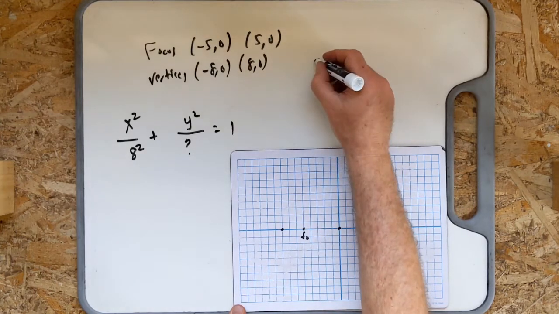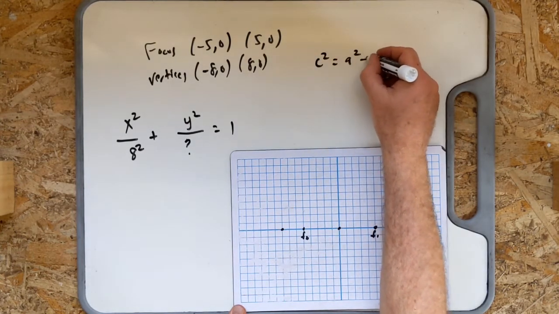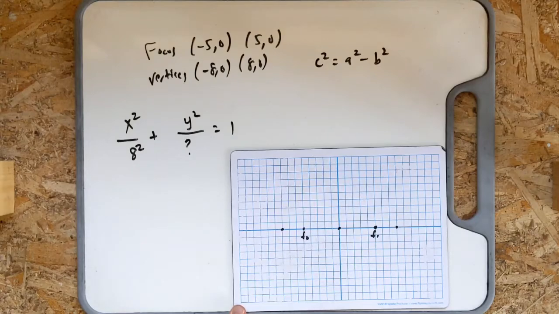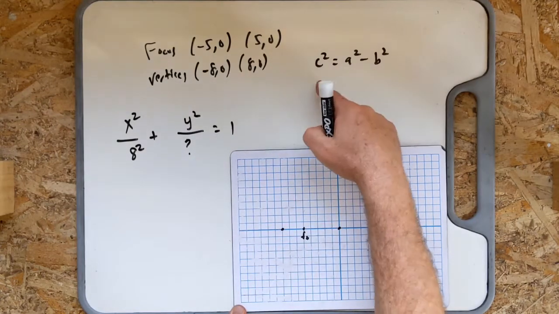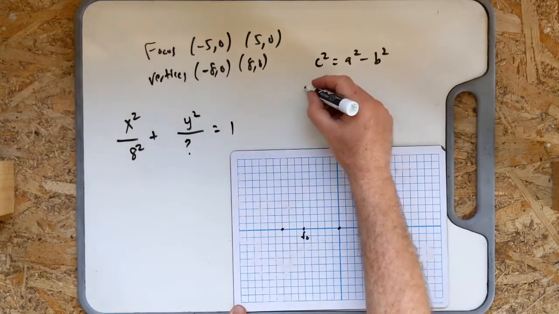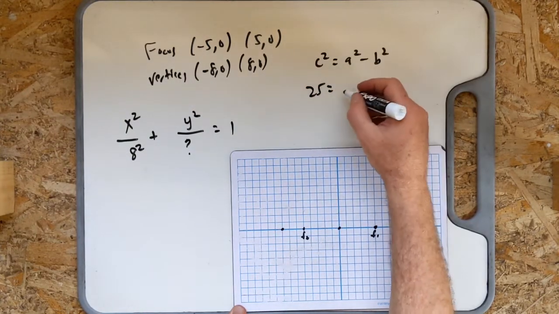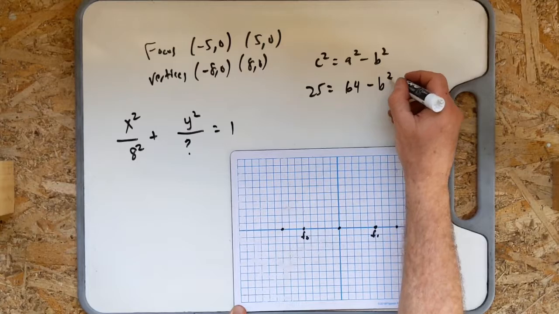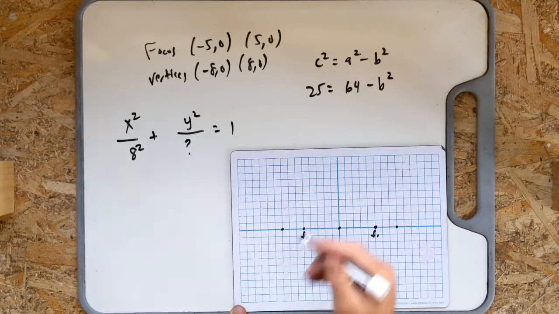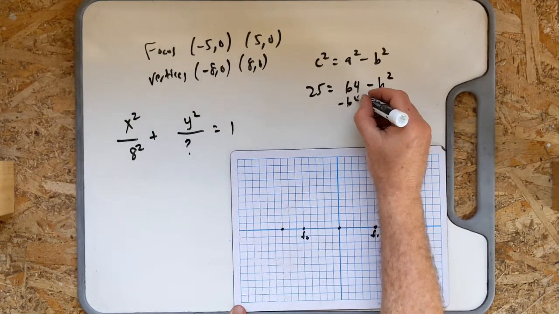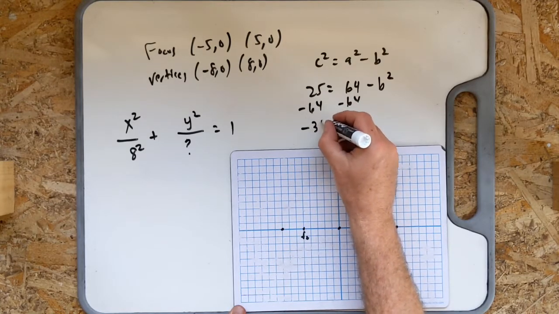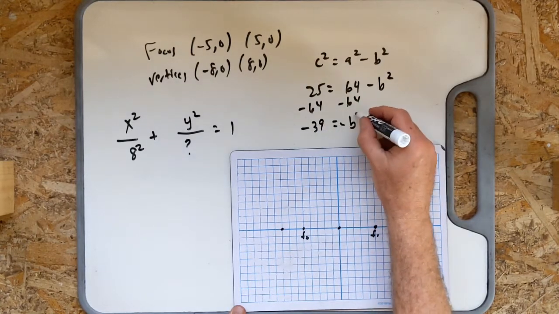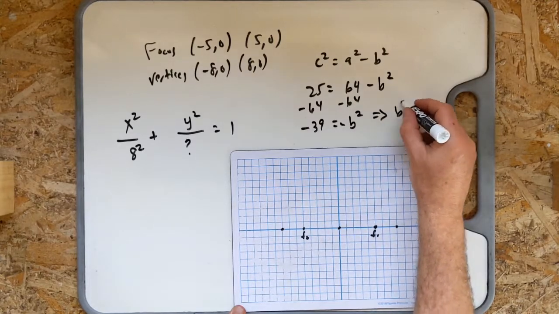So I use my equation, c squared equals a squared minus b squared. In this case, I know a squared, it's 8 squared. And I know c squared, it's 5 squared. So this is 25 equals 64 minus b squared. And now I can solve for b. So I'll subtract 64. That is negative, what, 39? Negative b squared, or b squared equals 39.